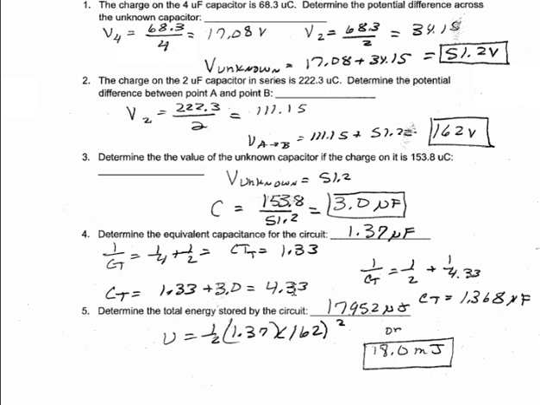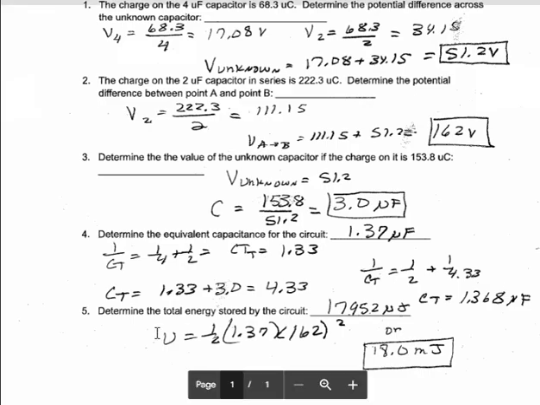Now to get the total, I've got a 2 microfarad capacitor in series with the 4.33. Therefore, 1 over 2 plus 1 over 4.33. Invert that, and that's 1.368 microfarads. Now, if I want to get the total energy, I know that U is 1/2 CV squared. My total volts is 162. My total capacitance 1.37. So I just take 1/2 times that times 162 squared, and I get 17952 microjoules.